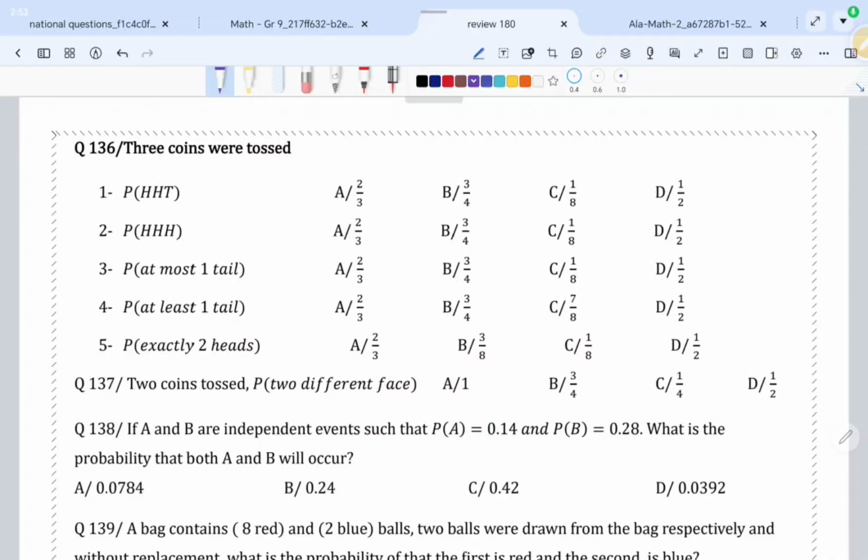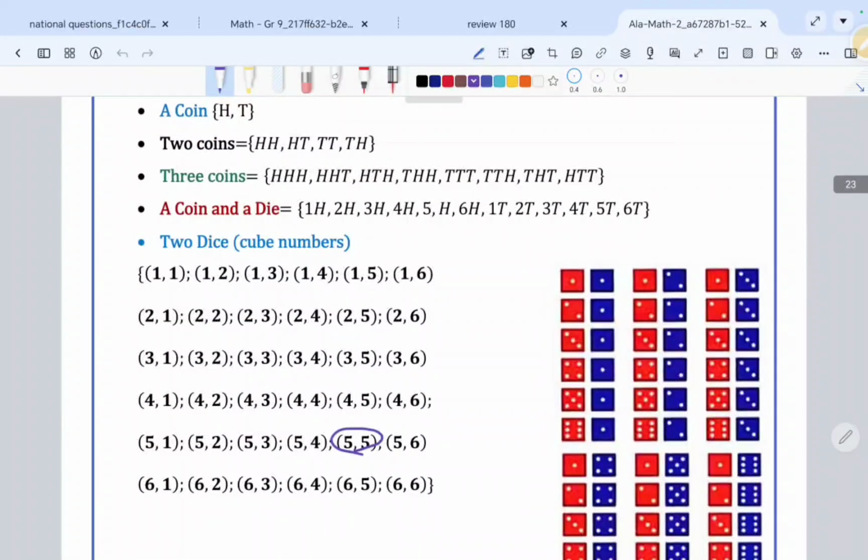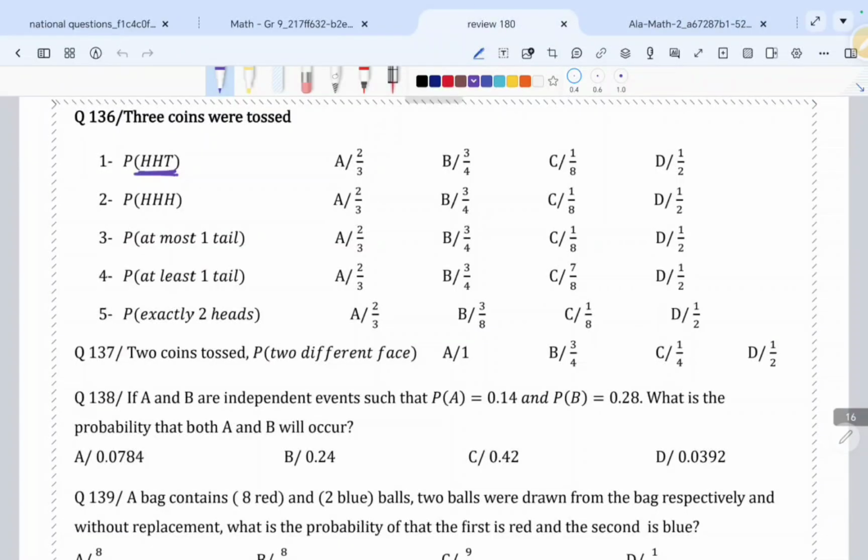Now, three coins were tossed. What is the probability of HHT? Look, only HHT. Let's see how many HHT we have. There is only one. 1 out of what? The sample space is 8, so it's 1 out of 8. Which one is 1 out of 8?